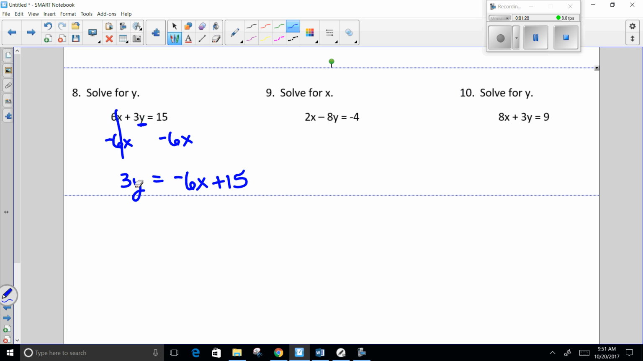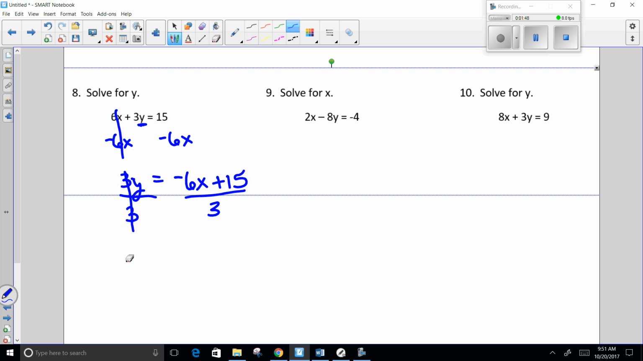So now I have this 3y. I need y by itself, so I need to get rid of the multiplication that's connecting 3 and y. I get rid of multiplication by dividing. So I divide both sides by 3. Not 3y, just 3. I want to separate the 3 and the y, so I want to leave the y there. So I get rid of the multiplication by dividing.